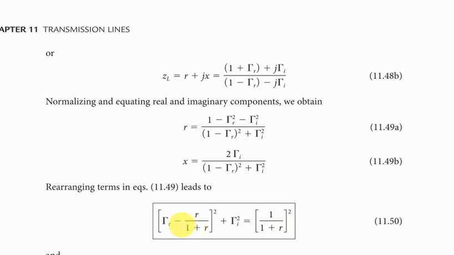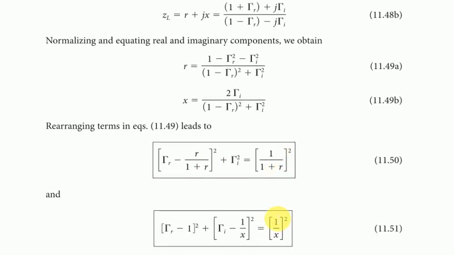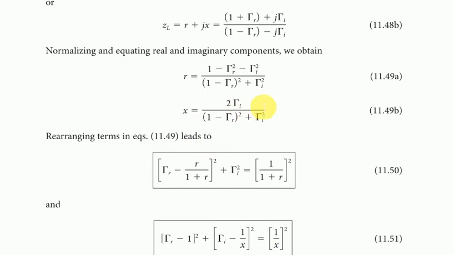If I assume Γr and Γi as axis variables, it will represent the equation of a circle. If Γr represents the horizontal axis and Γi the vertical axis, it is nothing but the equation of a family of circles having center (r/(1+r), 0) and radius 1/(1+r). In the same way, rearrange this term and try to form a family of circles.